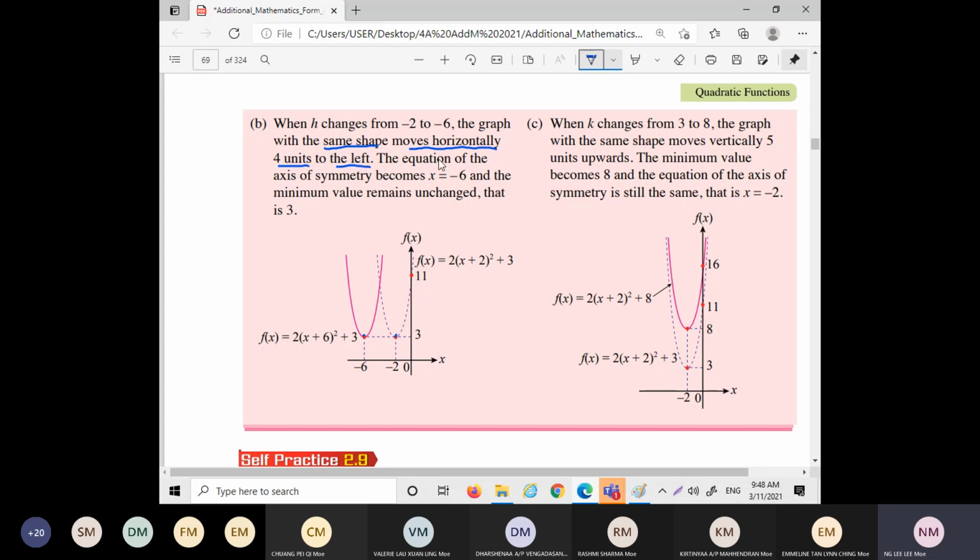All these are keywords. The equation of the axis of symmetry becomes x = -6. You can mention the axis of symmetry becomes this, and the minimum value remains unchanged, that is 3. This one you also have to mention.